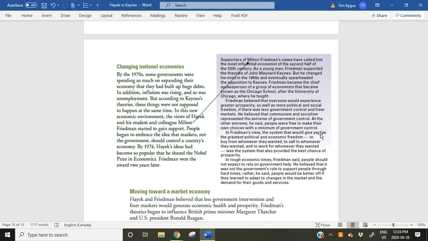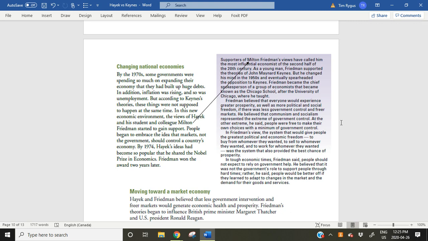Friedman became the chief spokesperson of a group of economists that became known as the Chicago School, after the University of Chicago, where he taught. Friedman believed that everyone would experience greater prosperity as well as more political and social freedom if there was less government control and freer markets. He believed that communism and socialism represented the extreme of government control. At the other extreme, he said, people were free to make their own choices with a minimum of government control.